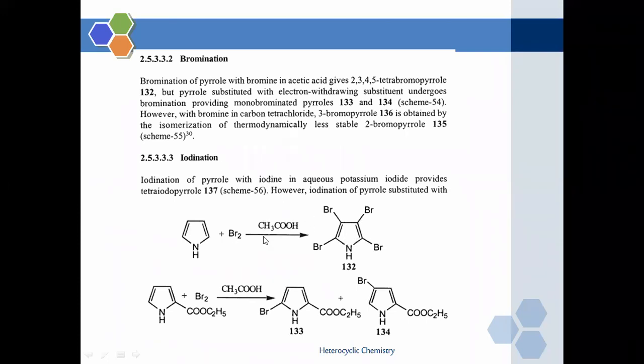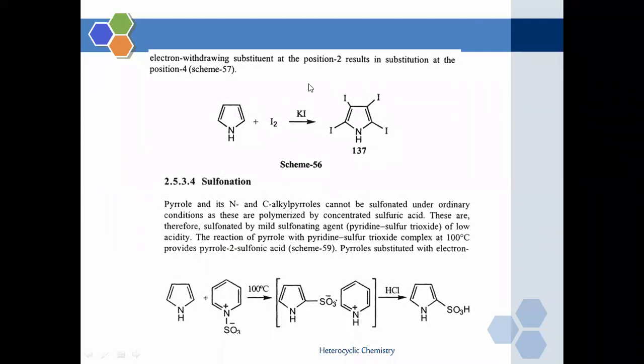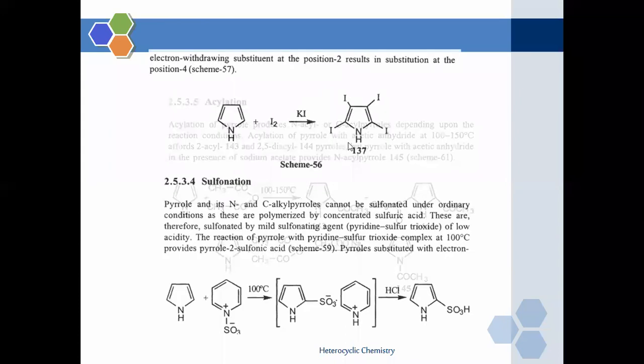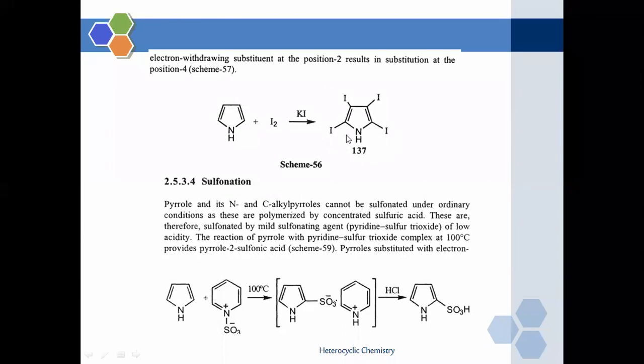Then it is present in the acetic acid and bromine. Pyrrole also undergoes iodination reaction. With iodine in the aqueous medium of potassium iodide, pyrrole will form the tetraiodopyrrole molecule. So when it undergoes iodination reaction in the presence of potassium iodide, pyrrole will form the 2, 3, 4, 5-tetraiodopyrrole molecule. So halogenation: pyrrole is susceptible towards halogenation reaction.